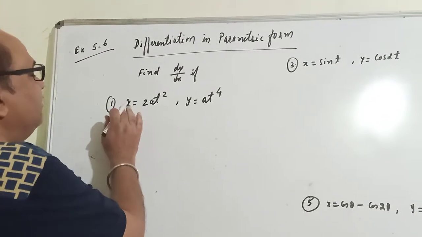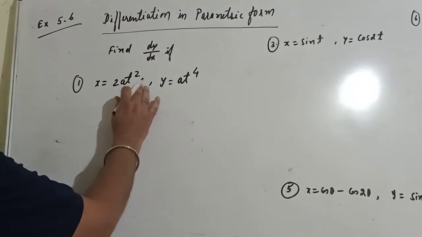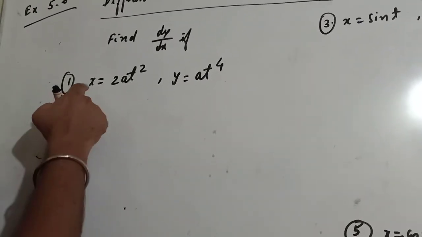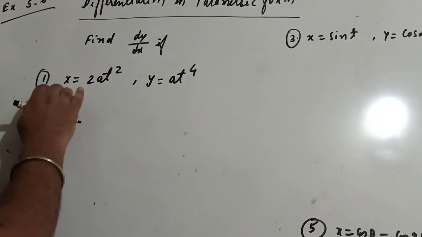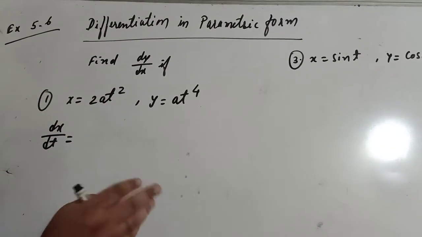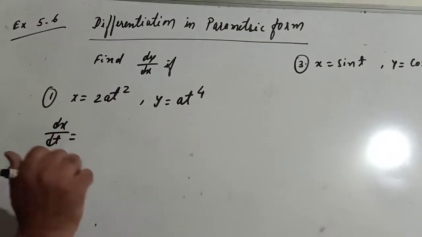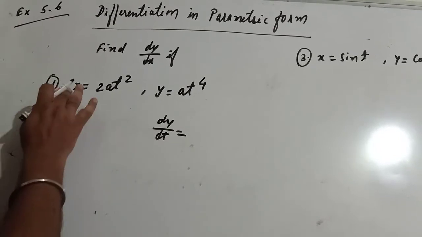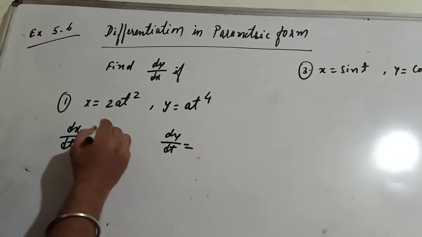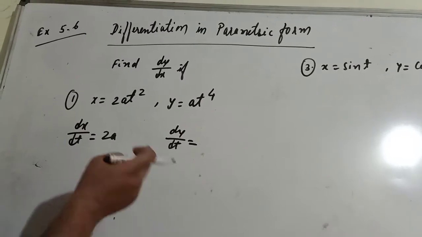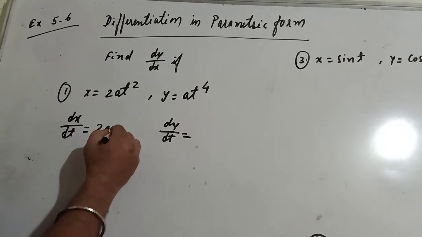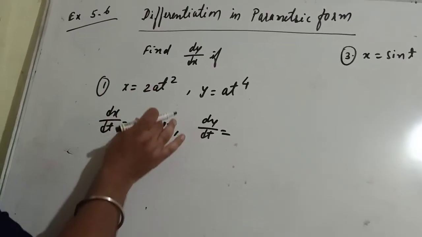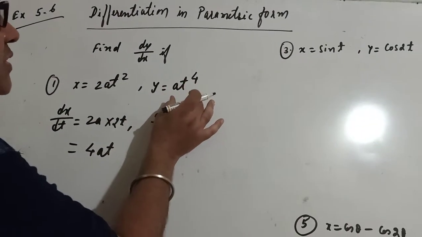You need to find dx by dt, because x is a function of t, so differentiate with respect to t. If x and y are both functions of theta, we need to find dx by d theta and dy by d theta. Here we have to find dx by dt and dy by dt. So dx by dt is 2a, a constant, and d by dx of x square is 2x. In the same way, d by dt of t square is 2t. So this is 4at. We are differentiating with respect to t. Here also we are differentiating with respect to t.